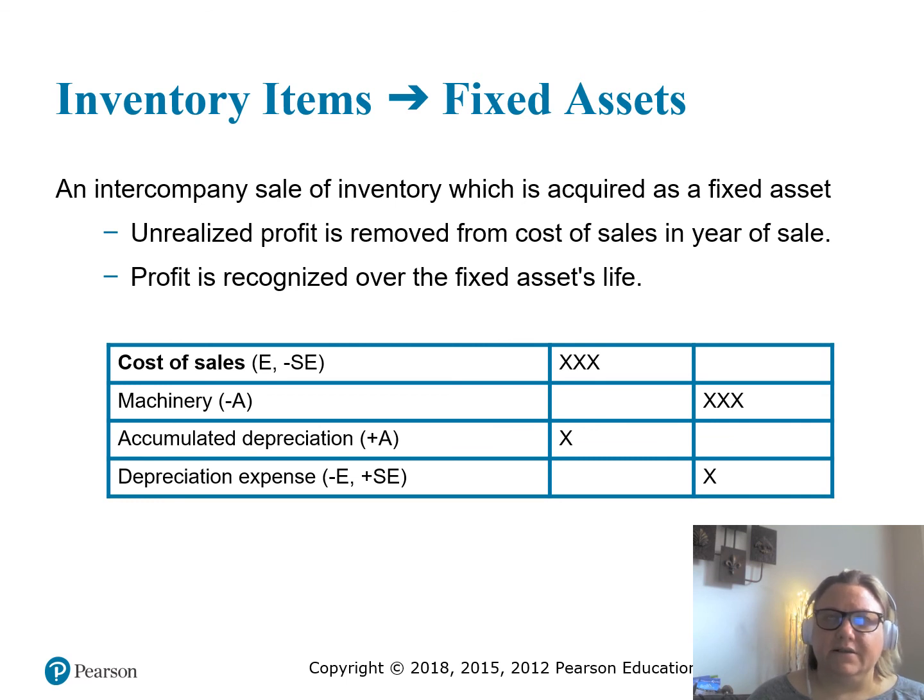Another example is a car dealership that decides to use a van to haul customers around while they're getting their cars fixed. That's an example of taking something out of inventory and making it into a fixed asset. If it's an intercompany sale of inventory acquired as a fixed asset, for example, you buy a Honda shuttle from one Honda dealership to another, then the unrealized profit is removed from the cost of sales in the year of sale. The profit is then recognized over the asset's fixed life, and these are the journal entries of what that would look like.